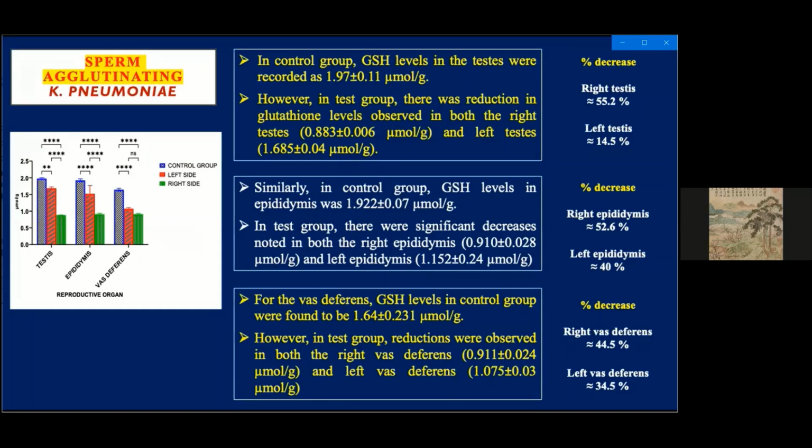In the case of sperm-agglutinating Klebsiella pneumoniae also, we could see similar kinds of results. Again, there was a significant decrease in the level of reduced glutathione in the right side of the organs as compared to the left side of the organs, and again the decrease was maximum in the testes as compared to epididymis or vas deferens.